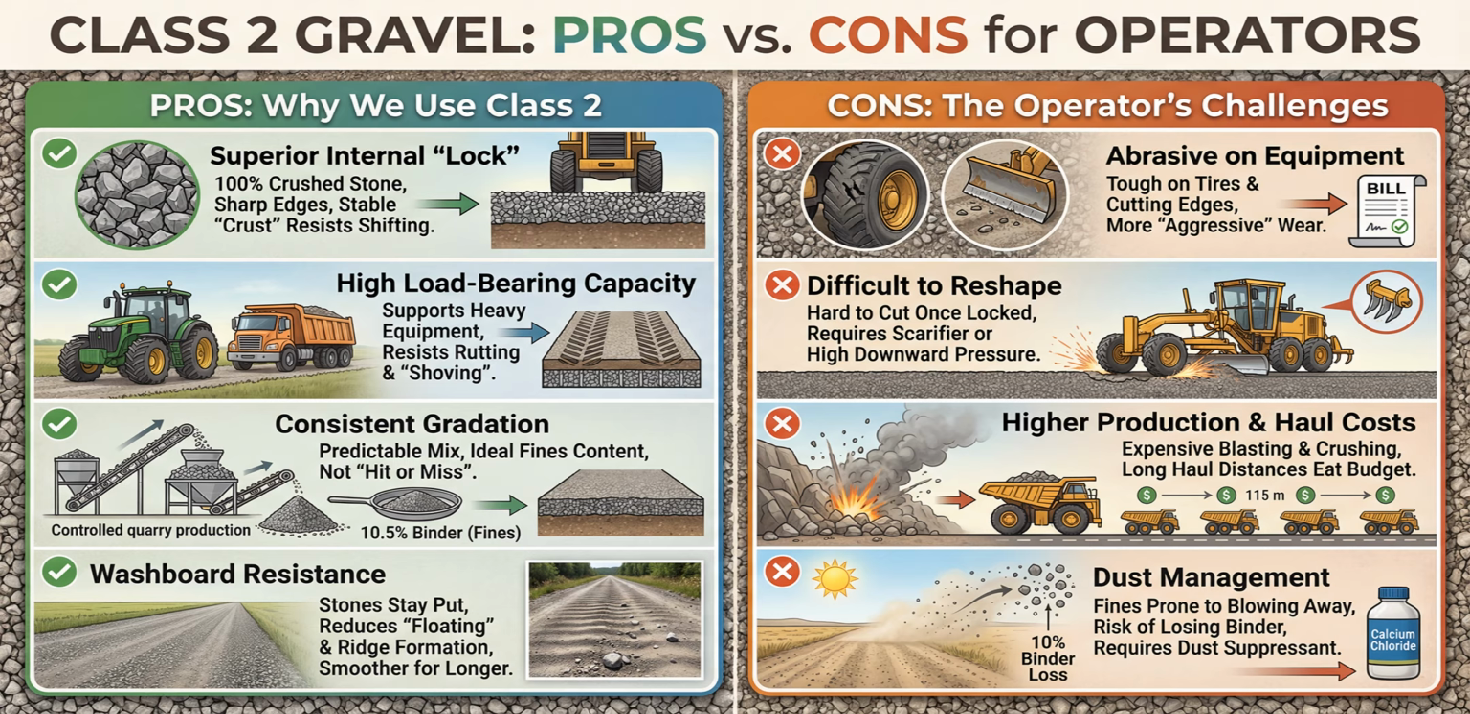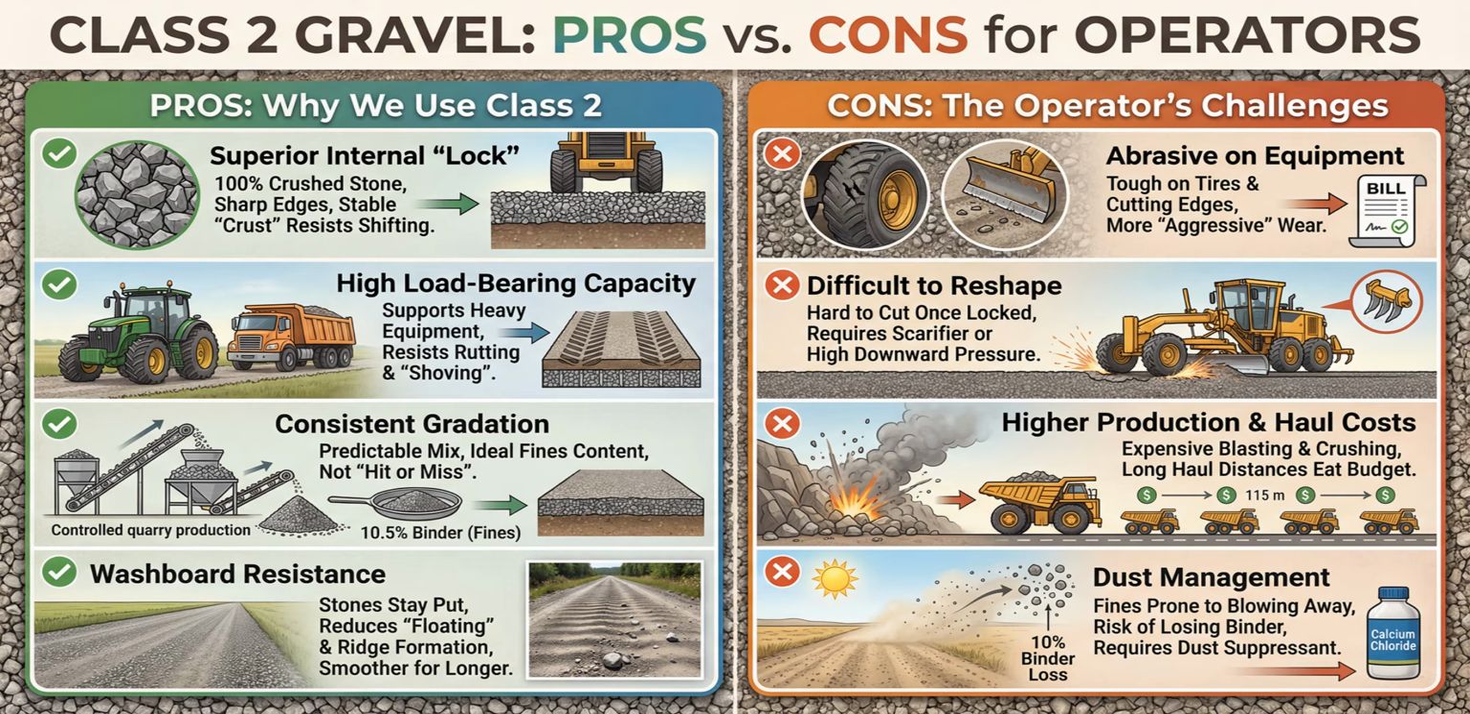Difficult to reshape. Once Class 2 sets up and locks, it is very hard to cut into. An operator cleaning ditches and pulling material back onto the crown will find they need significantly more downward pressure or a scarifier to break the surface tension.